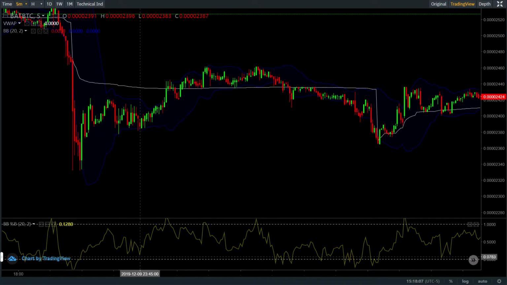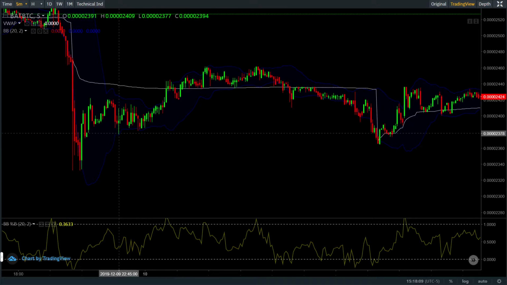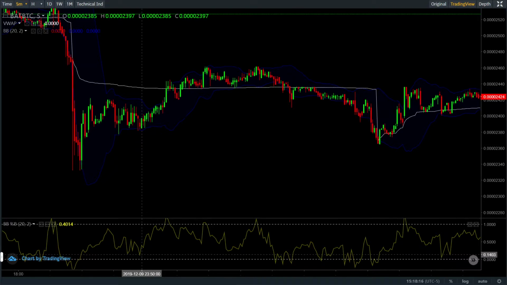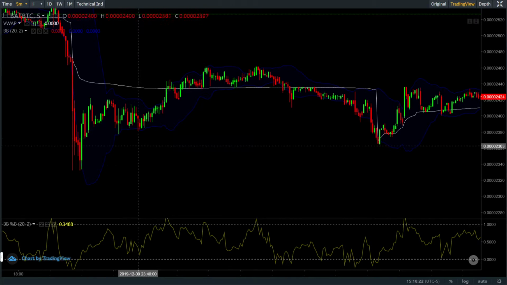This is decent enough confluence to where we've touched it once and we bounced. We touched it twice and we bounced. We touched it 3 times and we bounced. For me, that's a confirmation. Anytime something happens 3 times, that's a confirmation to me that this is fair game. This is a good entry.